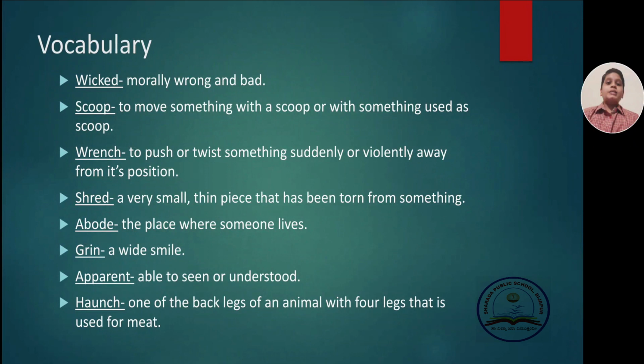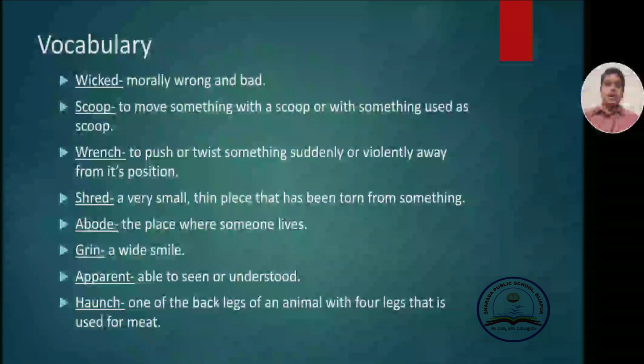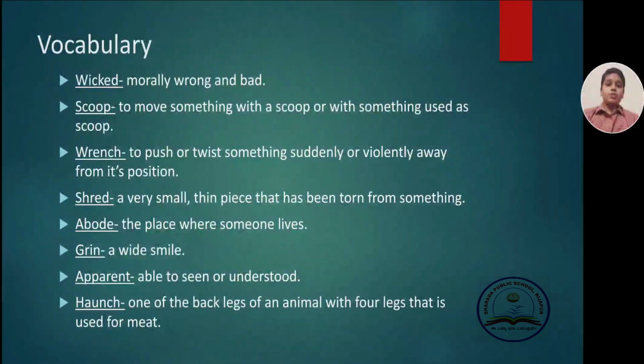So let us see the vocabulary of this story. Wicked, morally wrong and bad. Scoop, to move something with a scoop or with something used as a scoop. Wrench, to push or twist something suddenly or violently away from its position. Shred, a very small, thin piece that has been torn from something. Abode, the place where someone lives. Grin, a wide smile. Apparent, able to be seen or understood.